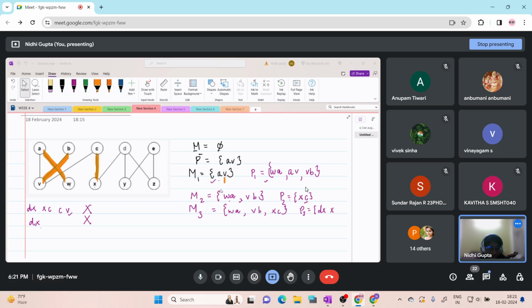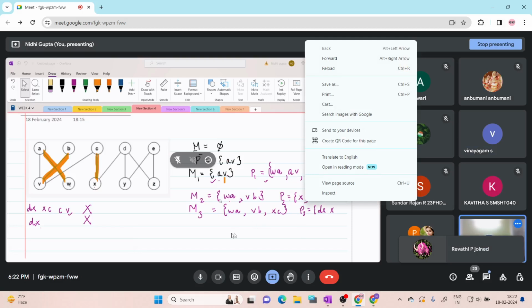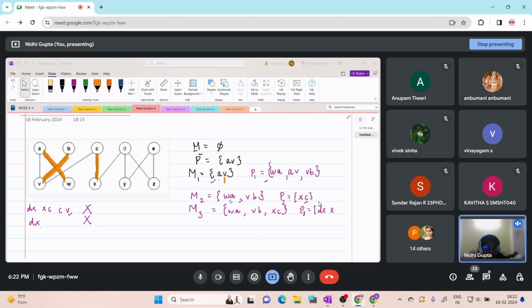Yes, Vinayak asks why we took XC as an augmenting path. XC is an augmenting path because an augmenting path should start with an unmatched vertex and end with an unmatched vertex. In M2 we just have WA and VB, so this path starts and ends with unmatched vertices. Our augmenting path can have just one edge.